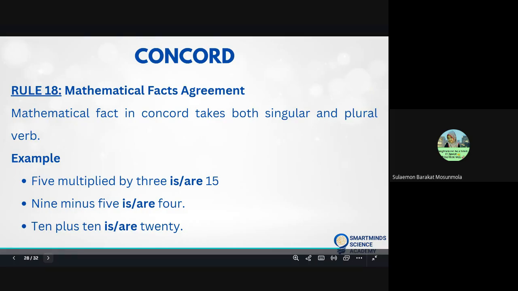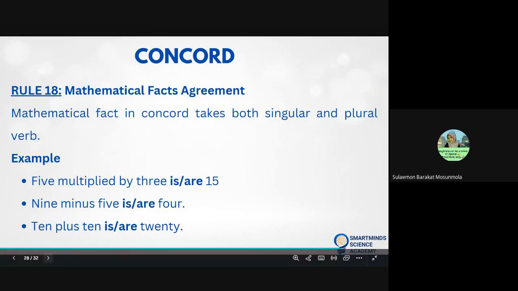These are things that are already established. They cannot be changed. Look at our example now. 5 multiplied by 3 is 15. Everybody will agree that 5 multiplied by 3 is 15. Nobody will come here to tell me that 5 multiplied by 3 is 2 or 5 or 10. So the Concord agreement for this says that when you write mathematical facts, you can either use a singular verb or a plural verb. Both are acceptable.